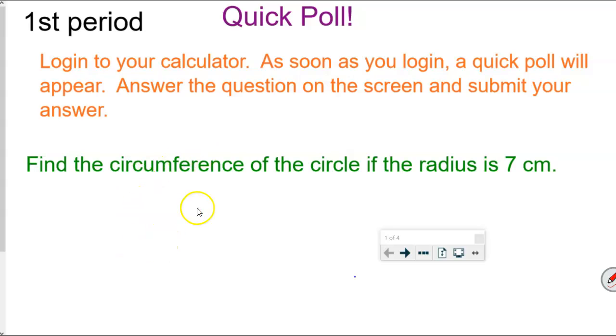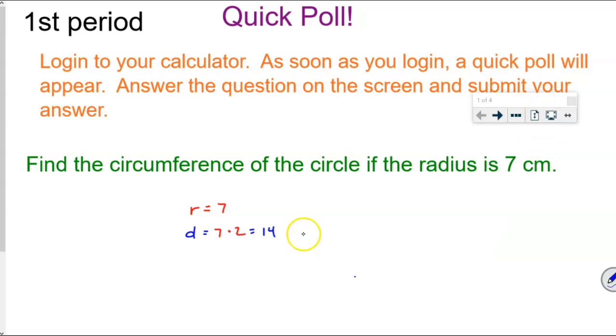In order to find the circumference after knowing that the radius is 7, it's always good to understand the relationship between a radius and a diameter. The radius is half of a diameter, so I can also think of the diameter as the radius doubled. 7 times 2 is equal to 14. If you know the diameter, you just multiply that diameter by pi, and that's how you get the circumference.